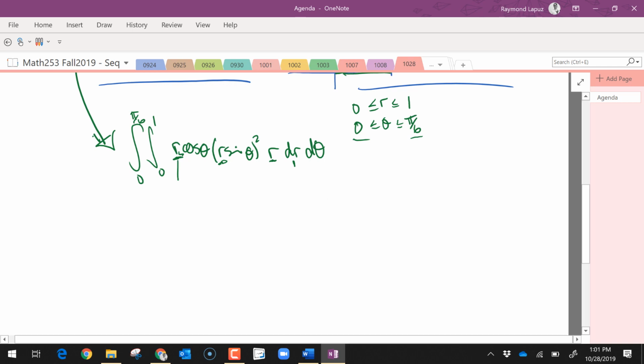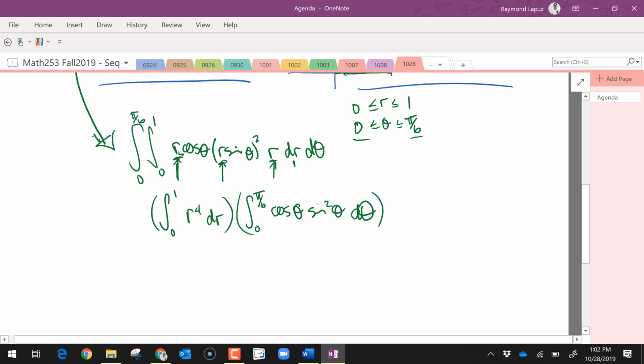So I have 1 r, 2, 3, 4 r's, r to the fourth, it looks like. So I'm going to integrate my r from 0 to 1, r to the fourth. And I would have factored that out, and what would be left would be stuff with thetas in it. And theta goes from 0 to pi over 6, cosine theta, sine squared theta, d theta. And I think this is one of the easier trig substitutions, because you just let u equal to the sine, and then the cosine will cancel. So I wouldn't mind taking time doing that.